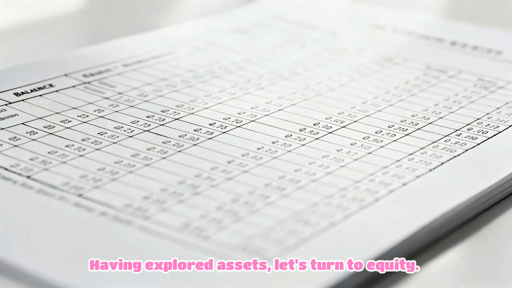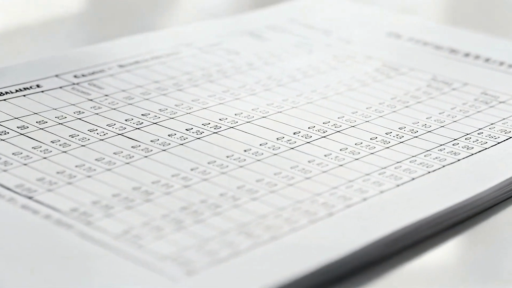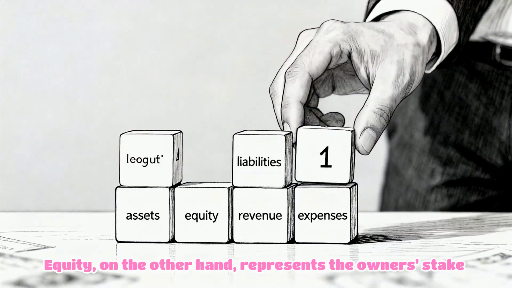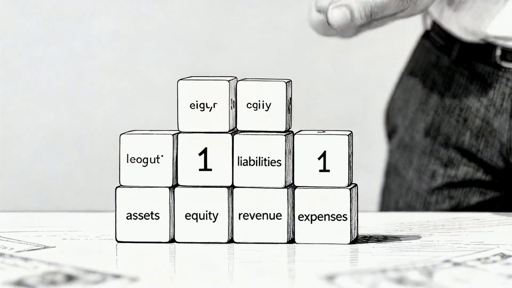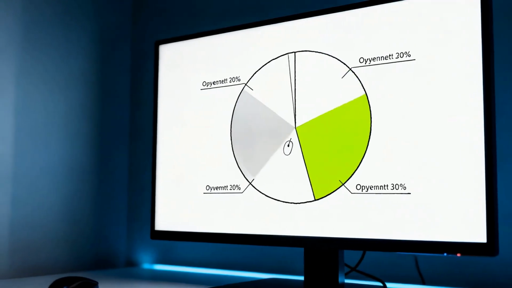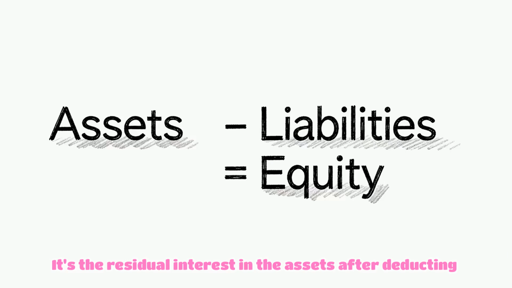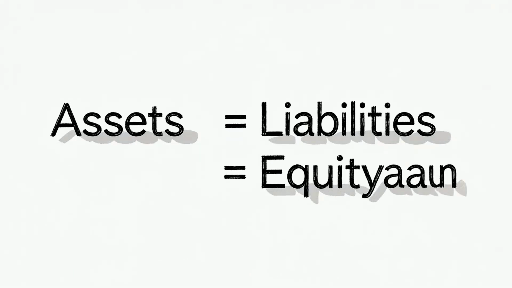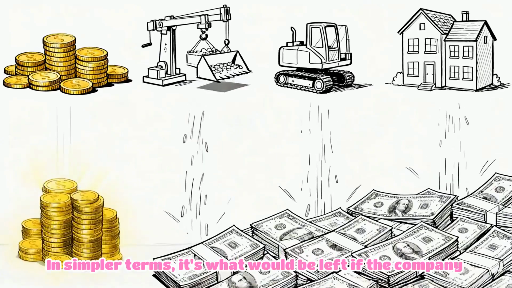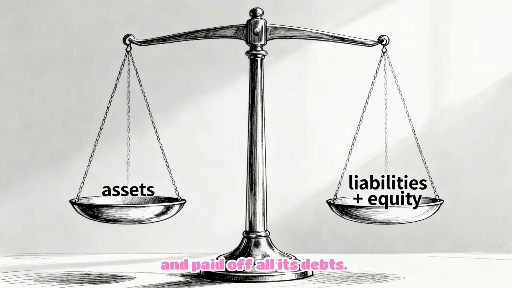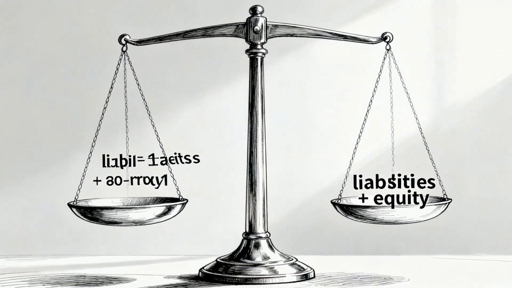Having explored assets, let's turn to equity. Equity, on the other hand, represents the owner's stake in the company. Think of it as their share of ownership. It's the residual interest in the assets after deducting liabilities. In simpler terms, it's what would be left if the company sold all its assets and paid off all its debts.